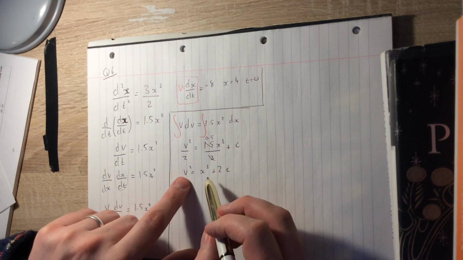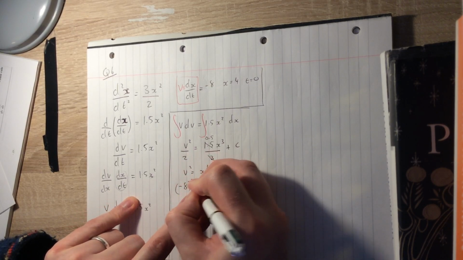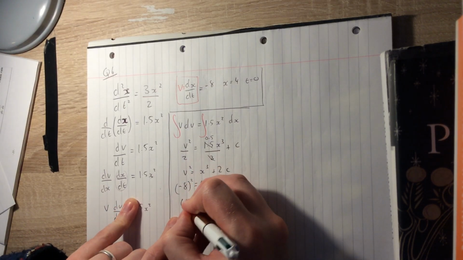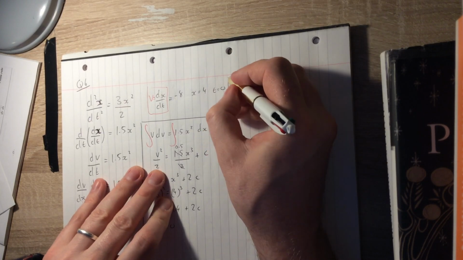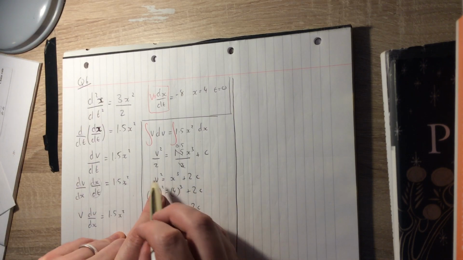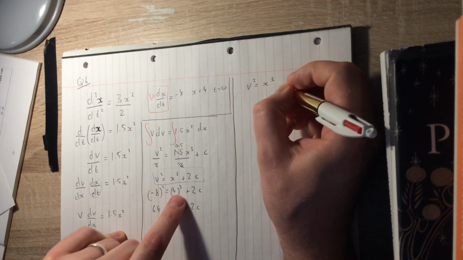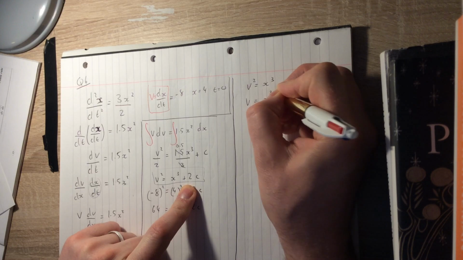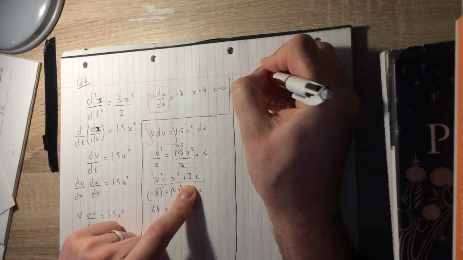So come back up here, we know that v is minus 8 when x is 4. So minus 8 squared equals 4 cubed plus 2 times some constant. Well, that just says 64 equals 64 plus 2c. So twice our constant equals 0. So what does our equation look like now? It looks like v squared equals x cubed plus 0, or v equals x to the power of 3 over 2. So that's taking square roots on both sides, or raising both sides to the power of 1/2.